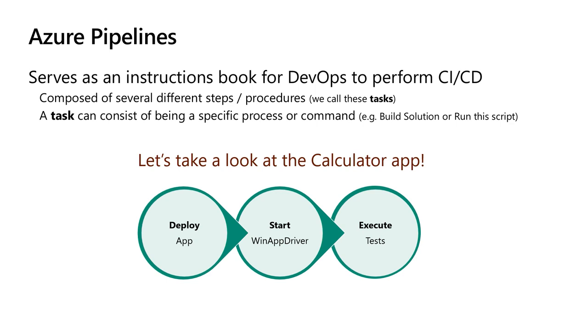For our purpose here, we have three key scenarios that we want to do. One, we want to deploy the calculator app on our hosted agent. We want to build it out and deploy it, get the binaries up in there. Then we want to start WinAppDriver, because WinAppDriver is going to be our main UI automation framework, actually iterating through our test cases. And once WinAppDriver is up and running, we are going to execute the tests.